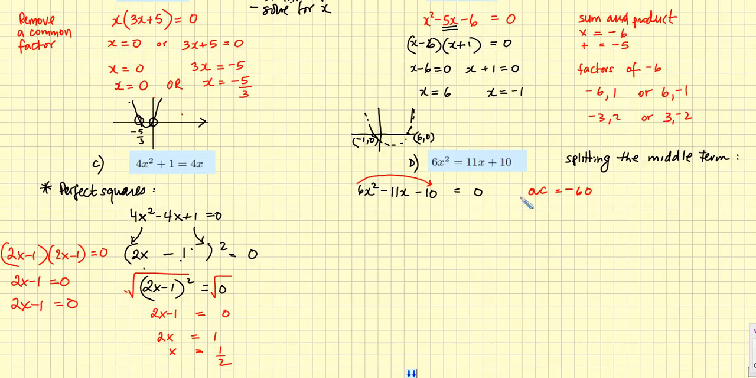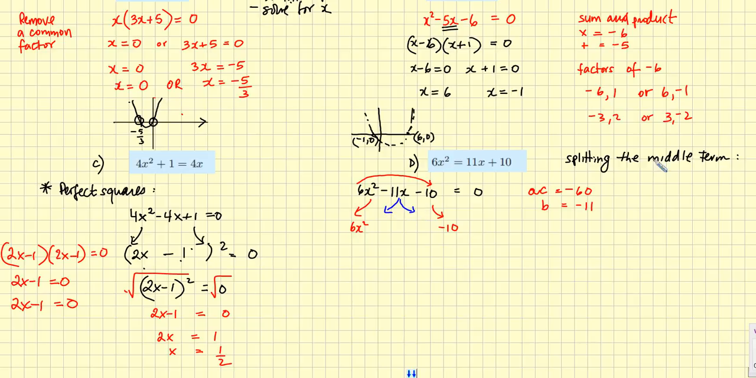Now, the sum of the two terms has to still equal the value of b, which is negative 11. So now I am looking for two terms that multiply to negative 60, but that add up together to negative 11. So I start by writing out my first term, which is 6x squared, and I write out my last term, which is negative 10. And what I do with the middle term is exactly what I say.